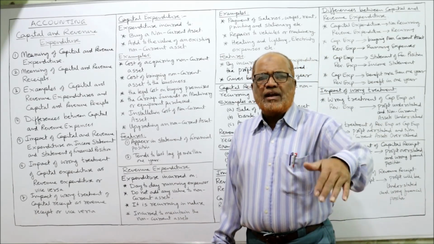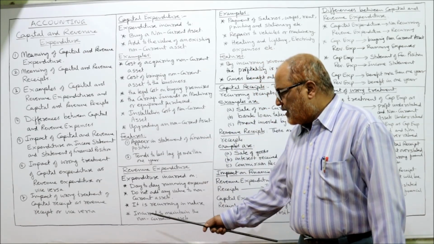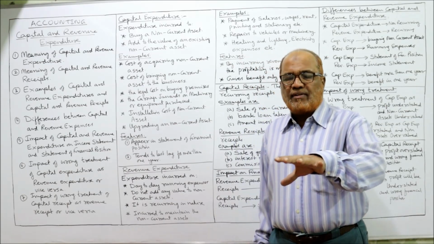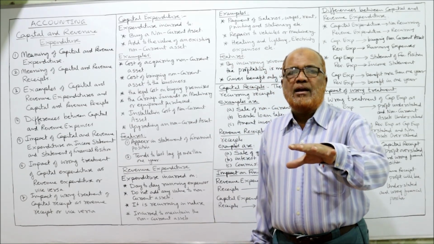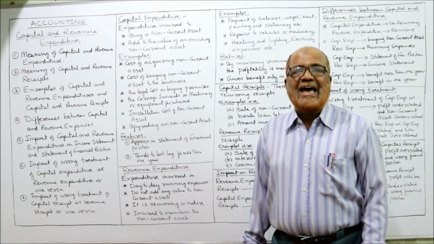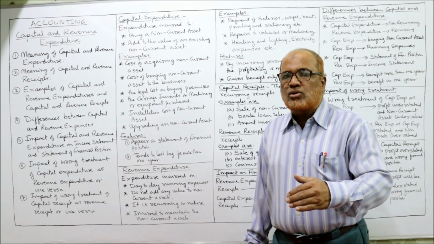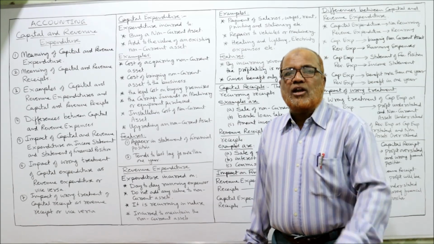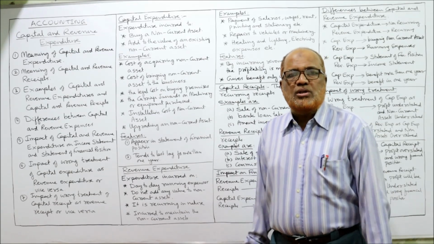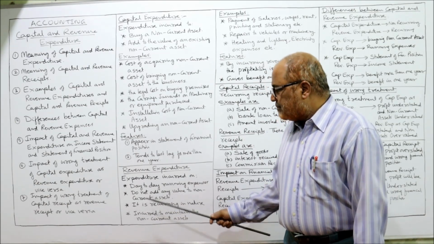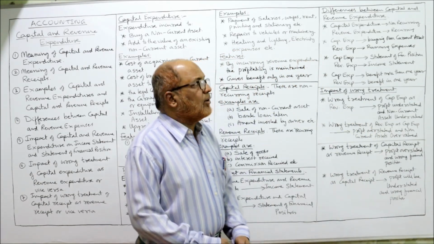That means every now and then it will be incurred, to maintain the non-current asset. This revenue expenditure is incurred mainly to maintain the existence of the non-current asset. If this revenue expenditure is not incurred, the non-current asset cannot be utilized, cannot be used. It will break down. So this expenditure incurred is called revenue expenditure.